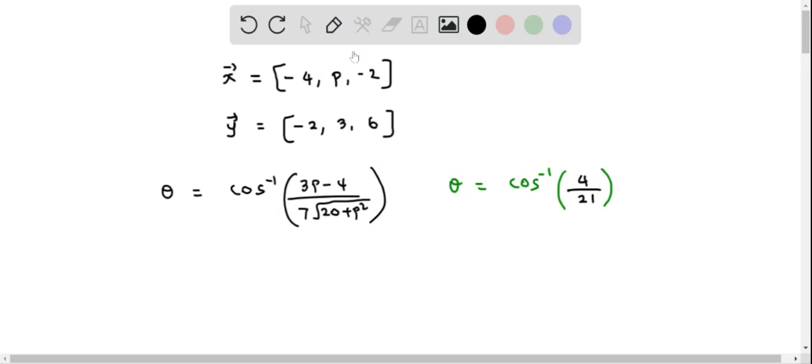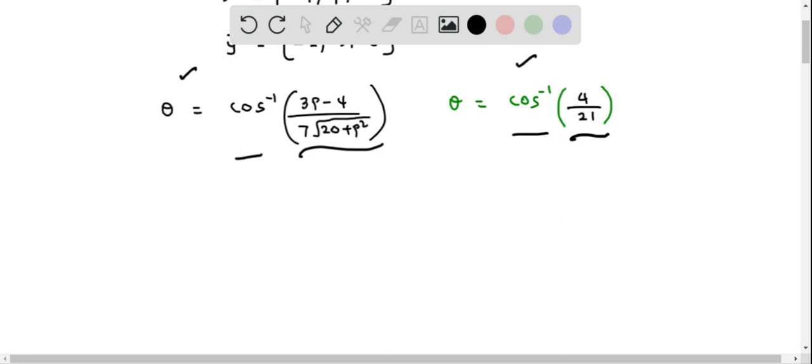We will now see how to determine the value of p using the theta which we found using the formula, as well as the theta which is given as part of this question. Now we have two expressions for theta, this one using the formula and this one given as part of this question. So these must be the same. We have cosine inverse on both sides, which means the expression inside the cosine inverse must be the same, so that we get the same value for theta.